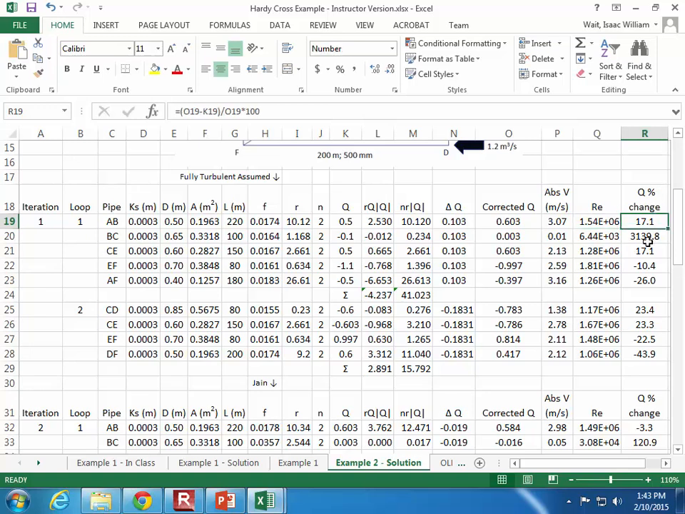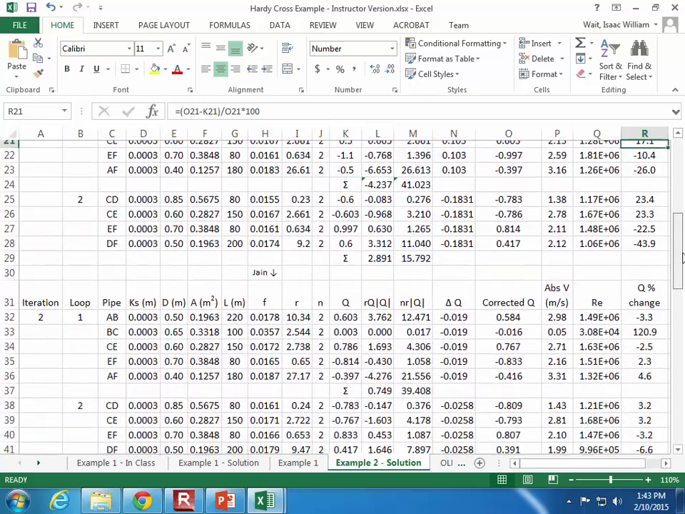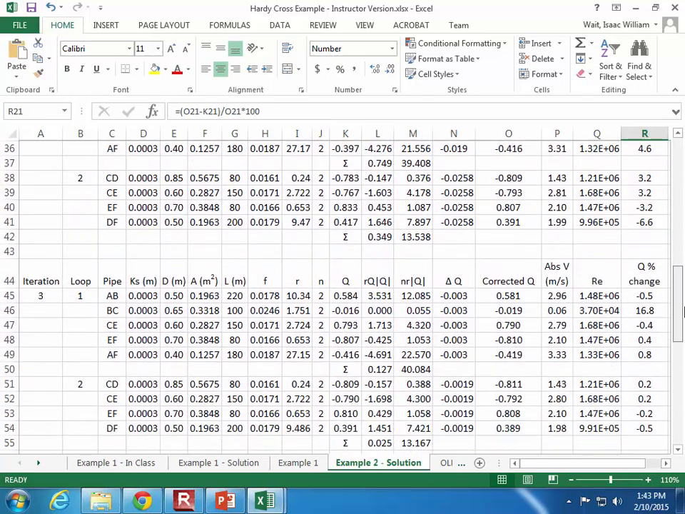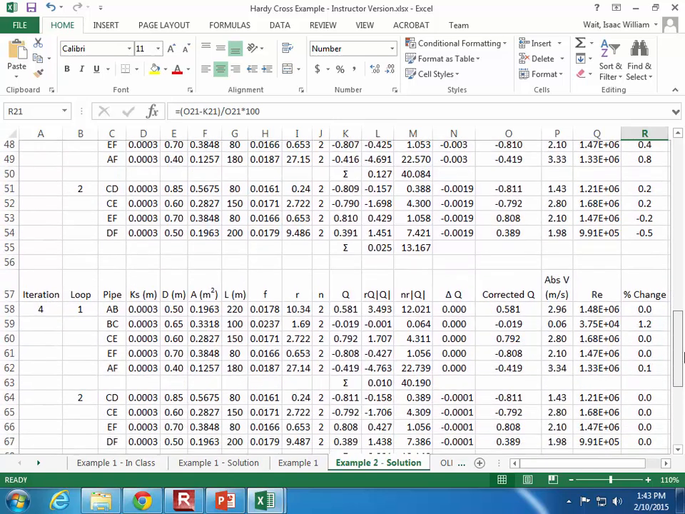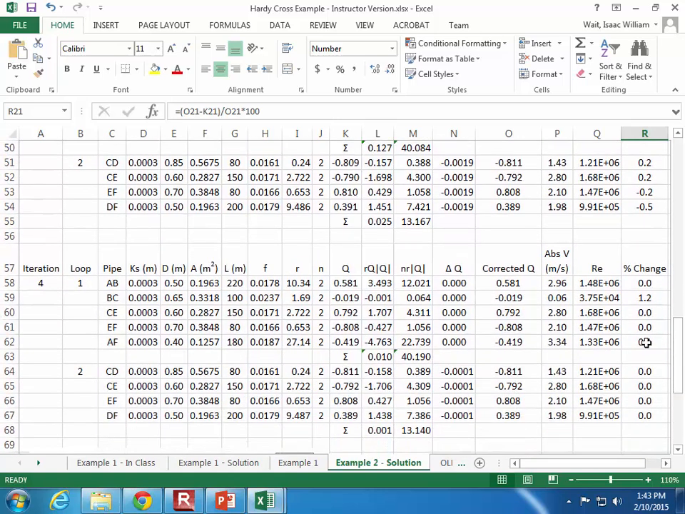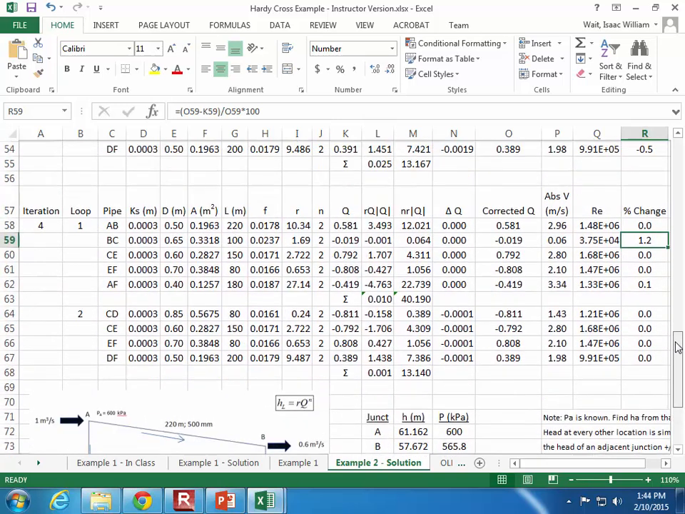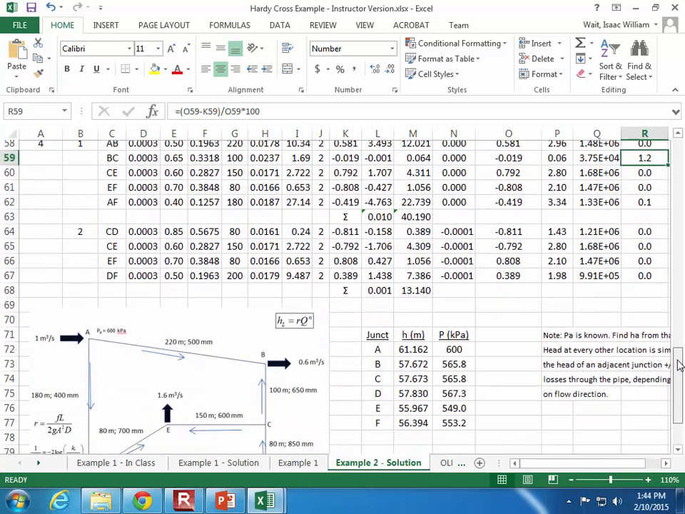And then, of course, the percent change, that's not a part of the solution. It's not to actually be used in the calculations. It's just so I can see how close I am getting to convergence. And so I can see that by the fourth iteration, most of the pipes are down to 1% convergence. And so I declared that good enough.